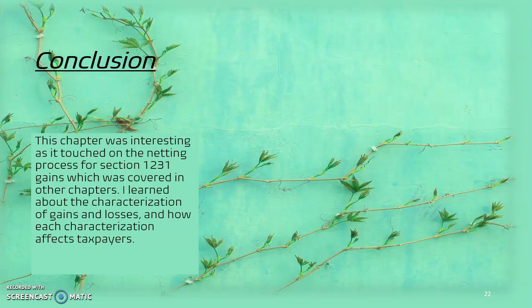In conclusion, this chapter was interesting as it touched on the netting process for Section 1231 gains, which was covered in other chapters. I also learned about the characterization of gains and losses and how each characterization affects taxpayers and business owners.